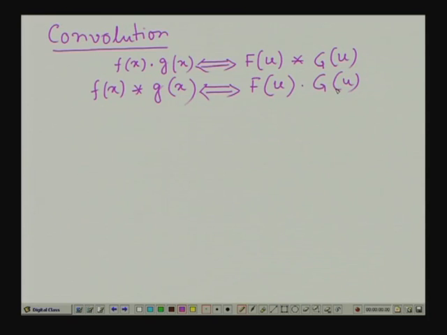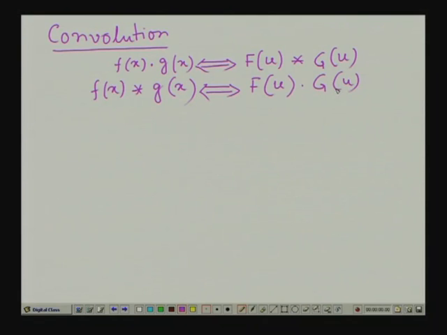So, the convolution of two signals in the spatial domain is equivalent to multiplication of the Fourier transformations of the same signals in the frequency domain. On the other hand, multiplication of two signals in the spatial domain is equivalent to convolution of the Fourier transforms of the same signals in the frequency domain. So, this is what is known as the convolution property. The other one is called the correlation property.